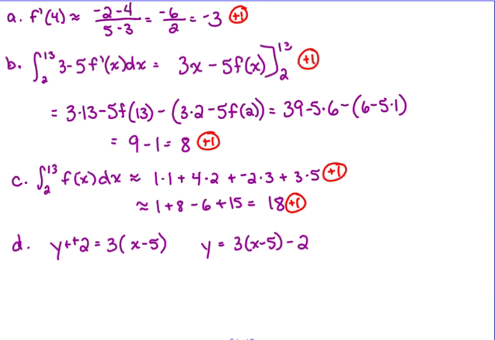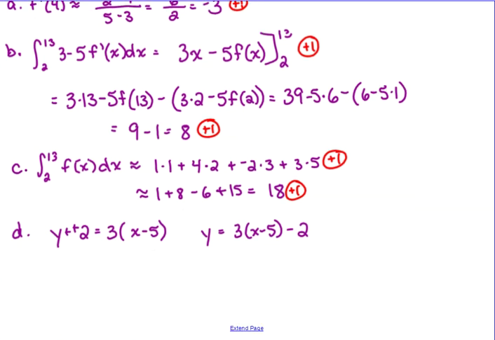So that's why I have y minus -2 or y plus 2. 3 is the slope. They gave that to us. F prime of 5 is 3. So that's where the 3 comes from. And x minus 5. And then I just moved the 2 over. So I subtracted it.